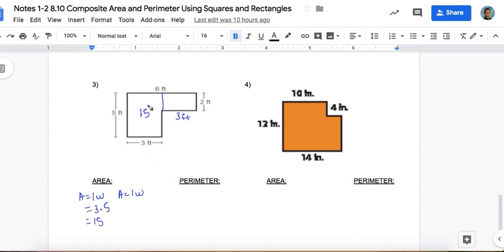Now, I don't need this part for the area, but I will need it for the perimeter. And we can figure this out by taking 2 away from 5. And 5 minus 2 is 3.